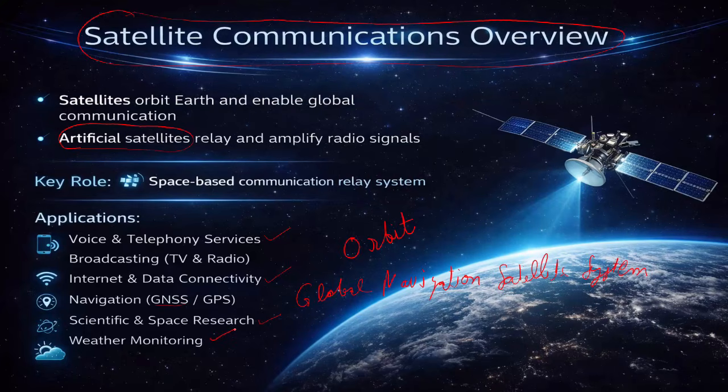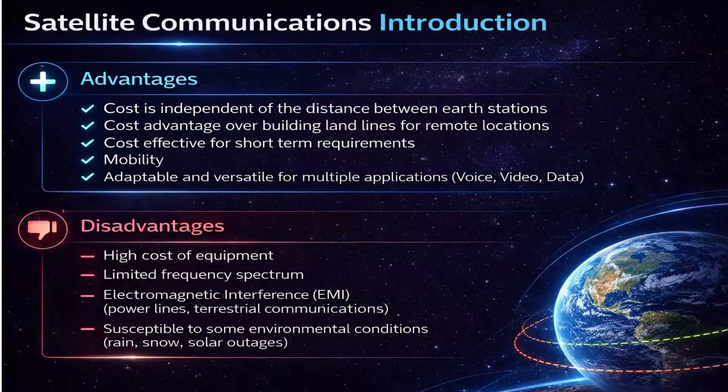In short, satellites play a critical role in enabling global communication. They extend connectivity beyond geographical limitations. Let's talk about some of the advantages and disadvantages of NTN networks. We have already seen what satellite communication is and at a high level how it works. Let's see what the main advantages and the main limitations of satellites are. Let's start with the advantages. One key advantage is that the cost is largely independent of distance. Whether the communication is local or across continents, the cost remains almost the same.